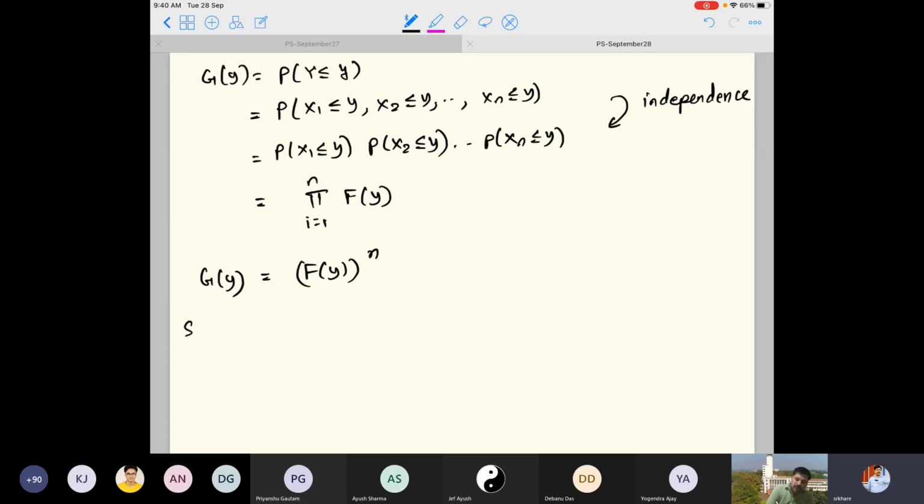And now you take the special case. The special case is that the Xi are IID uniform (0, 1), continuous uniform on (0, 1). If that is the case, then what happens? Can you tell me what G_Y is then?